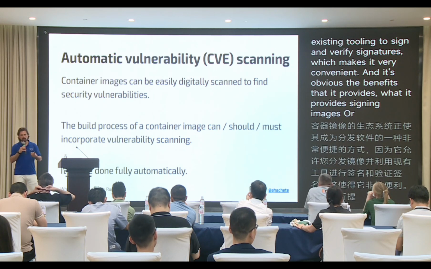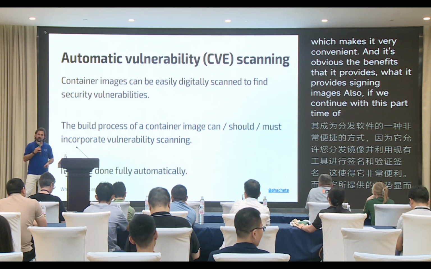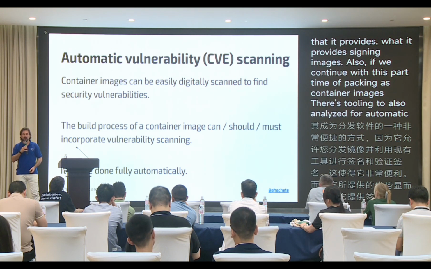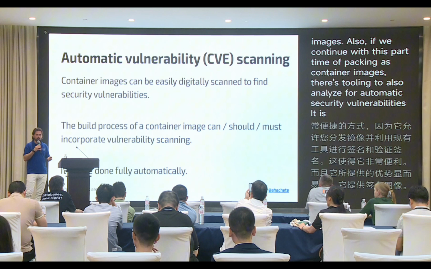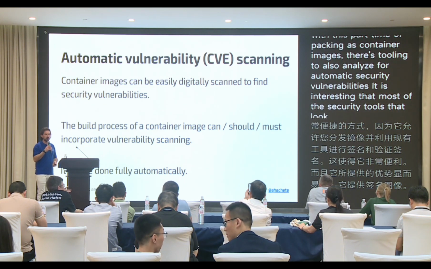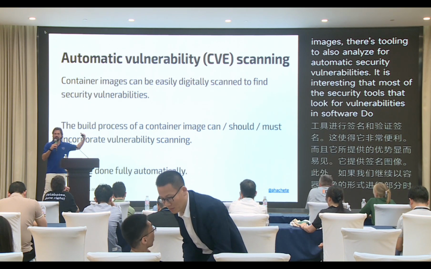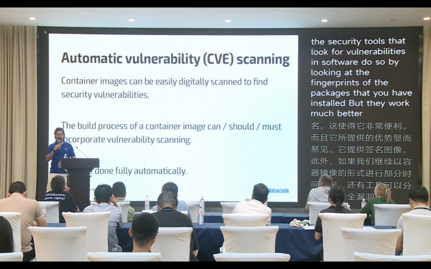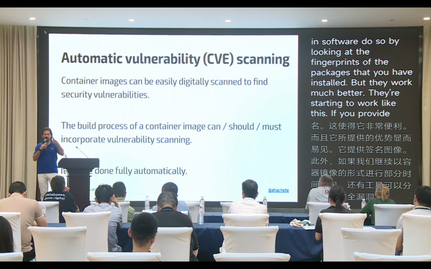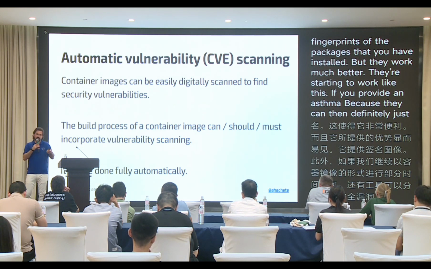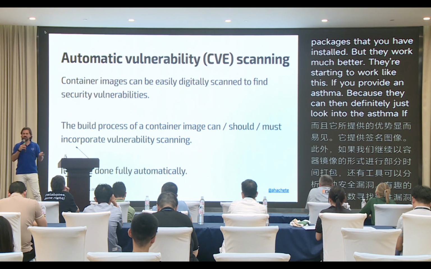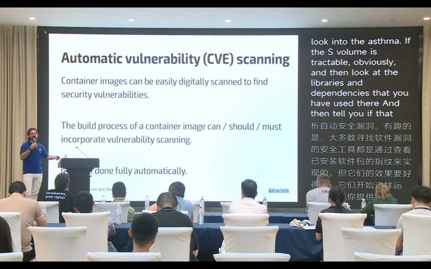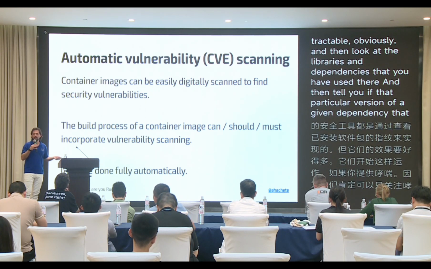Also, if we continue with this paradigm of packaging as container images, there's tooling to also analyze for security vulnerabilities automatically. It is interesting that most of the security tools that look for vulnerabilities in software do so by looking at the fingerprints of the packages that you have installed. But they work much better, and they're starting to work like this, if you provide an SBOM. Because they can then just look into the SBOM, if the SBOM is trustable, obviously, and look at the libraries and dependencies that you have used there, and then tell you if that particular version of a given dependency that you used to compile your package is vulnerable or not.